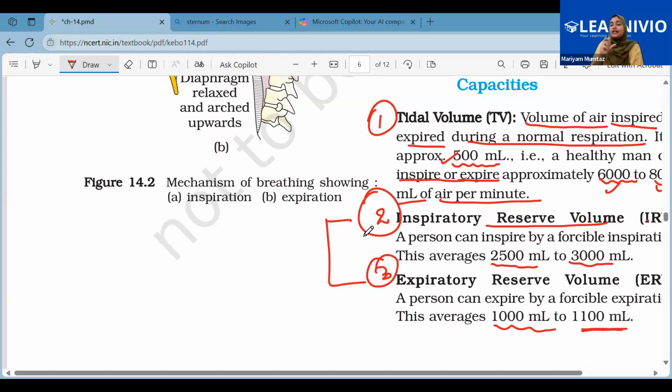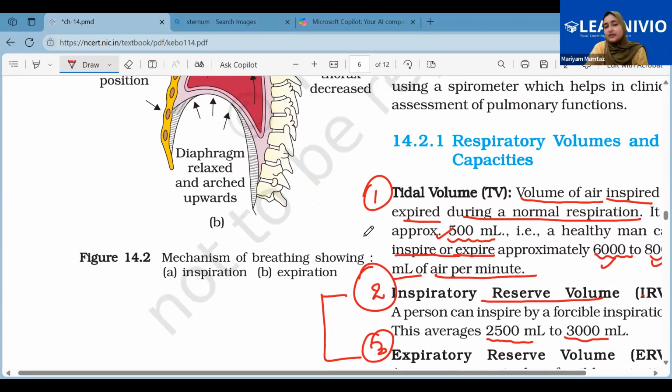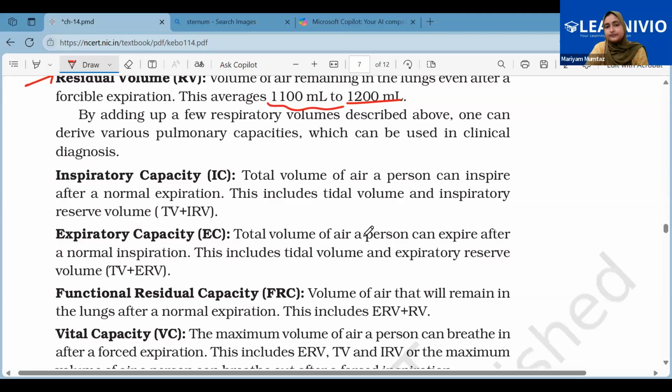Now, when you make combinations of these volumes, like taking tidal volume and adding it with inspiratory reserve volume, that is called a capacity, respiratory capacity. So the next thing is respiratory capacity. By adding a few respiratory volumes described above, one can derive various pulmonary capacities. For example, let us find out the inspiratory capacity.